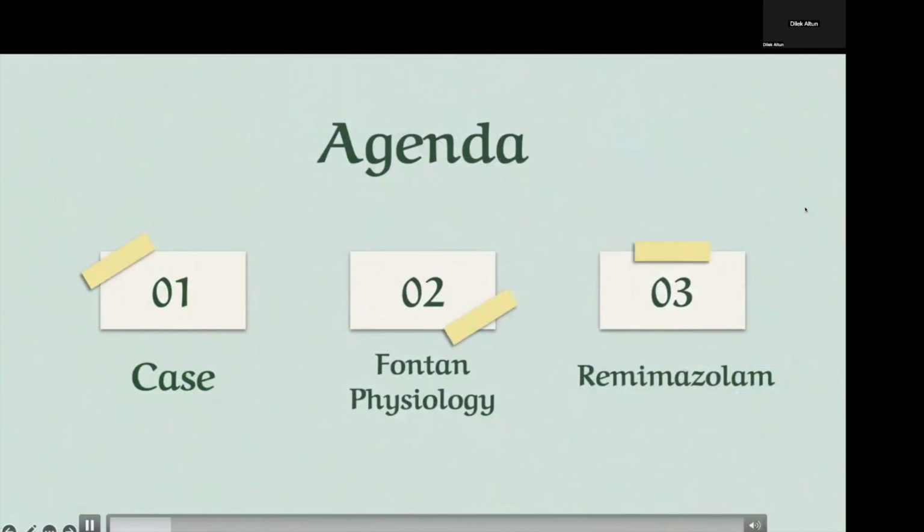Here's today's agenda. We'll start by reviewing a case of a Fontan patient to highlight the specific challenges faced in the Cath Lab. Next, we'll dive into Fontan physiology, focusing on its impact on hemodynamics and anesthesia. Finally, I'll discuss the strategic use of remimazolam, a short-acting sedative, effective in balancing sedation and hemodynamic stability. These sections will guide us through both the theoretical and practical aspects of managing Fontan patients in the Cath Lab.